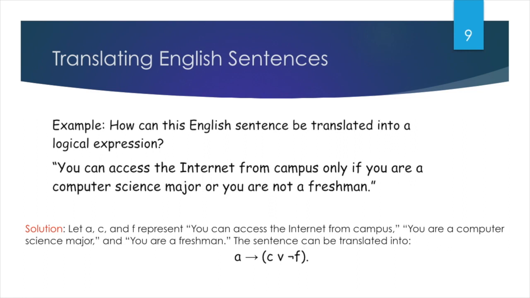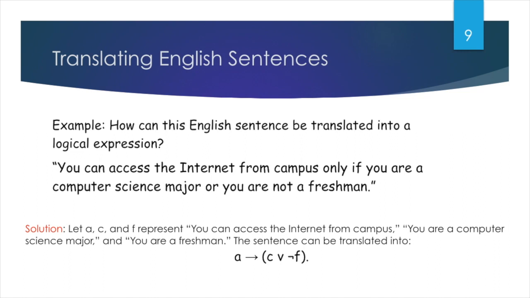C is you are a computer science major. And C, you are a freshman. Now the original statement asking me: you can access the internet from campus only if you are a computer science major or you are not a freshman. So I need to have F first.